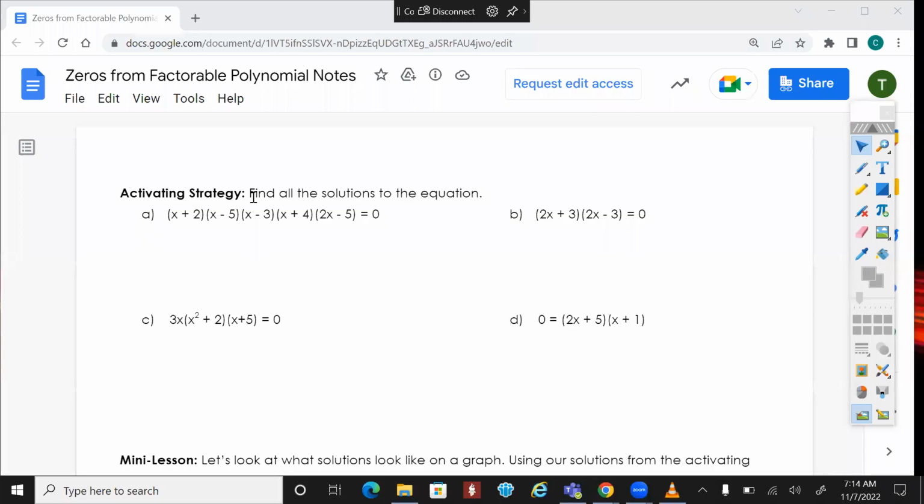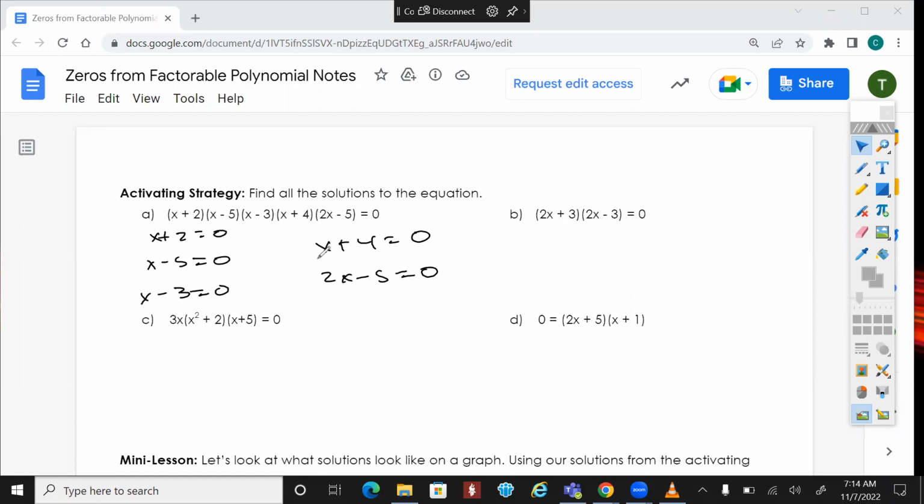We're going to take each one of these parentheses and set it equal to 0 and then solve. So we're going to take x plus 2, set it equal to 0. X minus 5, set it equal to 0. X minus 3, set it equal to 0. X plus 4, set it equal to 0. And 2x minus 5 equal to 0.